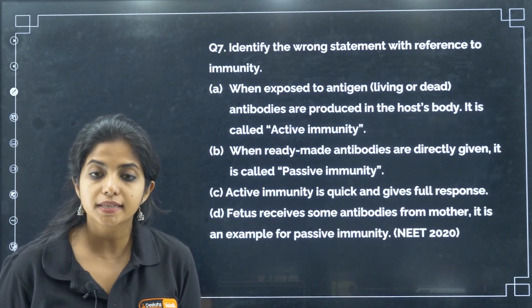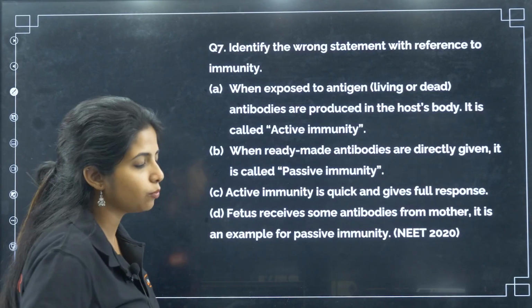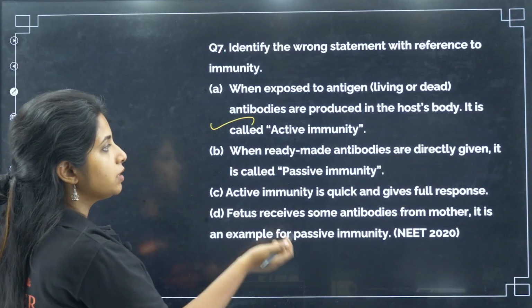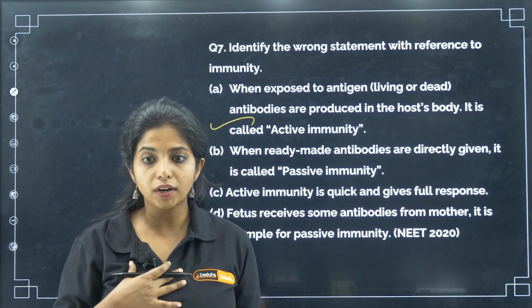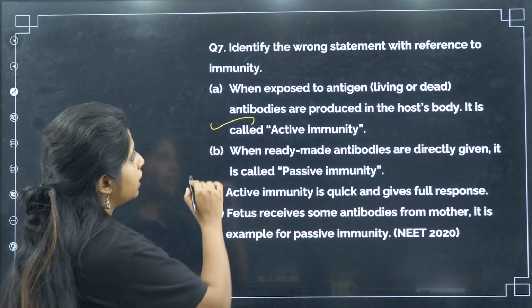Yes, your body is actively participating and reacting to it, which is why you have antibodies. This is known as active immunity. Yes, correct. When ready-made antibodies are directly given, it is called passive immunity. You are not allowing your body to produce them, you are directly giving them, so it is known as passive immunity. Correct. What do you have to find out?